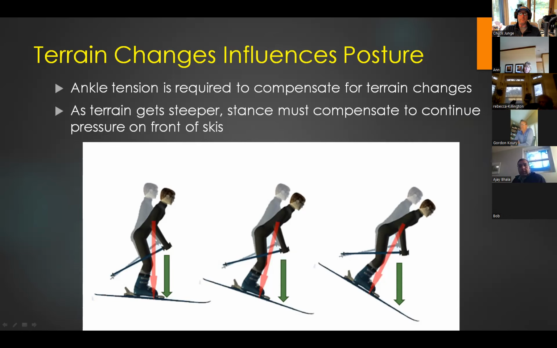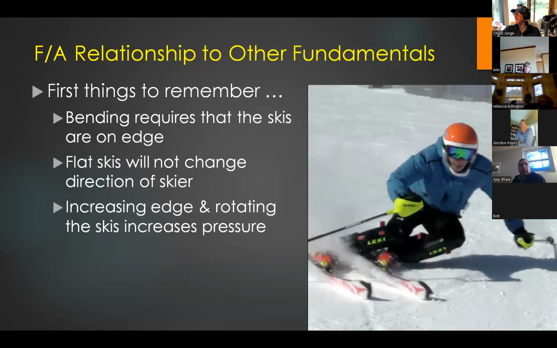Cool. All right. Fore-aft relationship to other fundamentals. First thing to remember: bending requires that the skis are on edge. We can't bend a ski that's flat, right? And we can't change directions as a skier if the skis are flat. We could change the skis in relation to our body, but it does not change the direction of our bodies. The body's going to remain going the same direction.